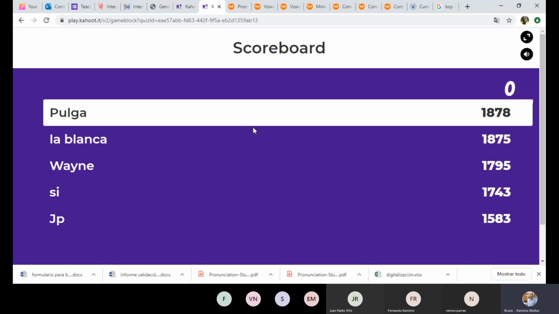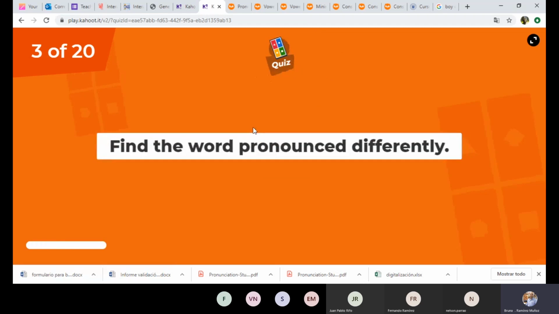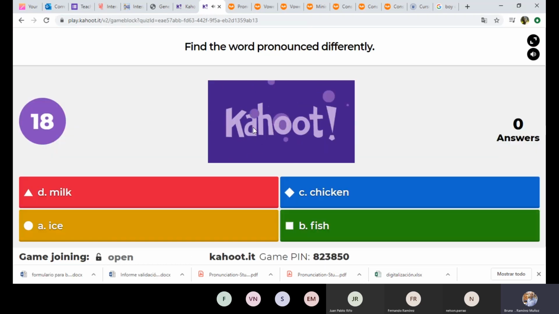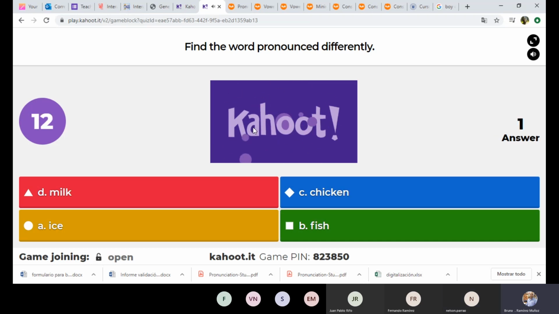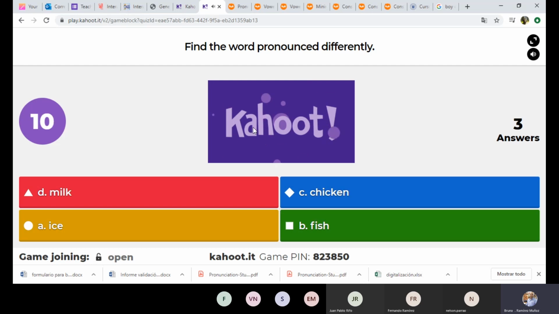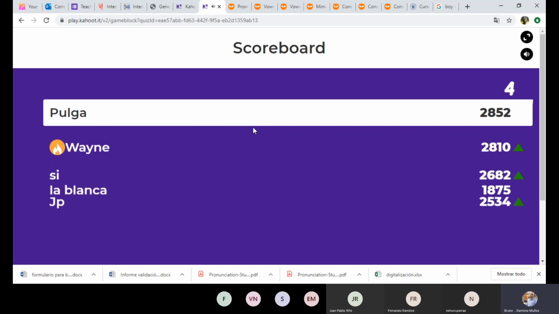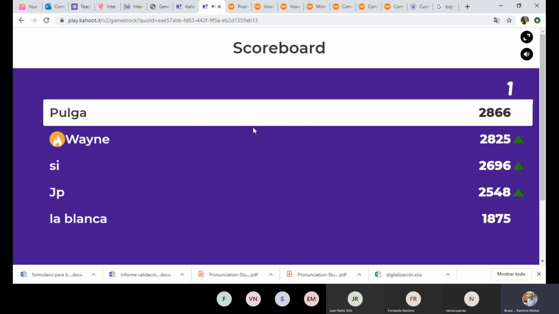Pulga is ranking first. Find the word pronounced differently. Give me the color. Don't forget that. Yellow. Got it. Very good. All right. By the way, you're winning, all right? You're on fire.